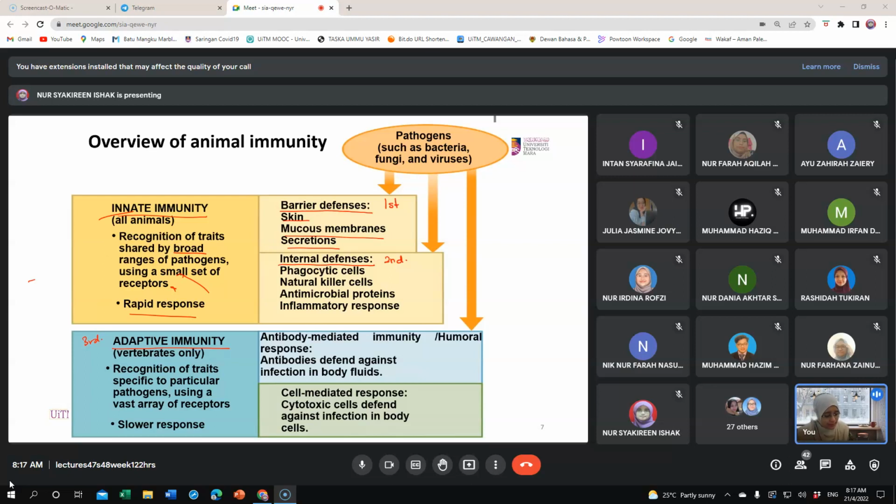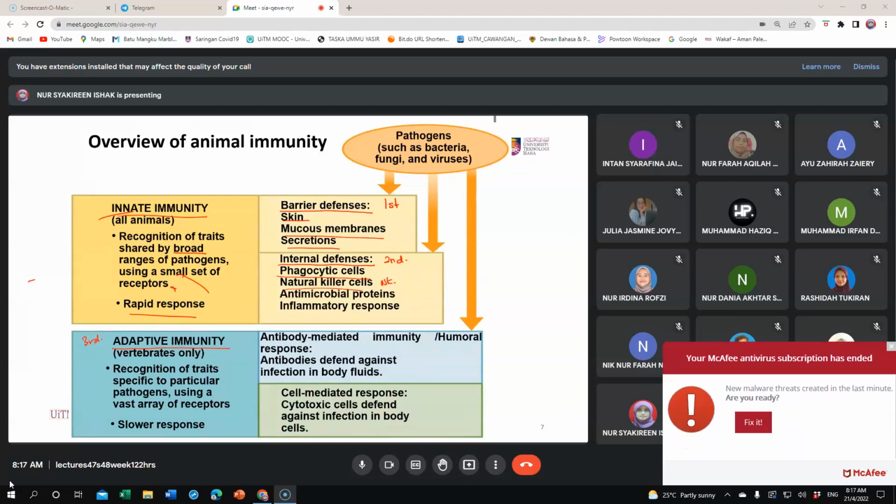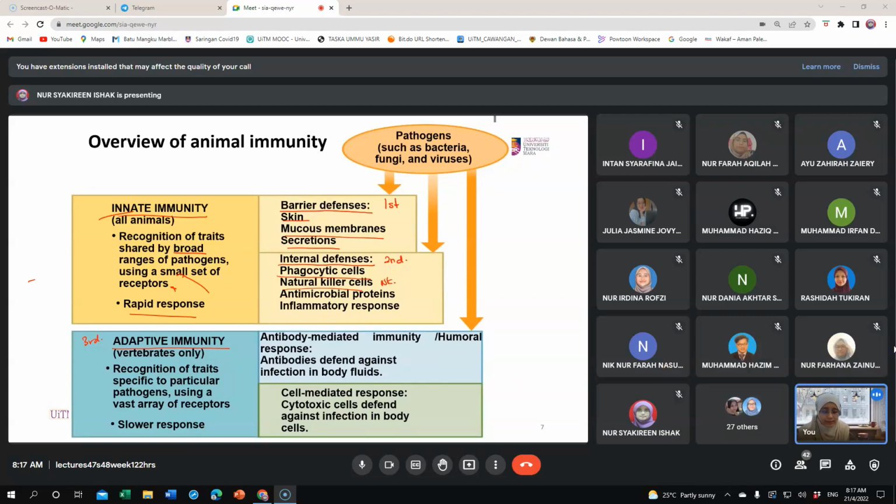The internal defense is the second line of defense, which involves phagocytic cells. These are cells that will engulf whatever pathogen they encounter. Then the natural killer cell, which we call the NK cell, destroys infected body cells, exposing the pathogen in the infected body cells. It exposes the pathogen, for example, to antibody circulating in your body fluid, or to macrophage, so that the macrophage can engulf the pathogen. So that is the function of the natural killer cell. It destroys infected body cells.